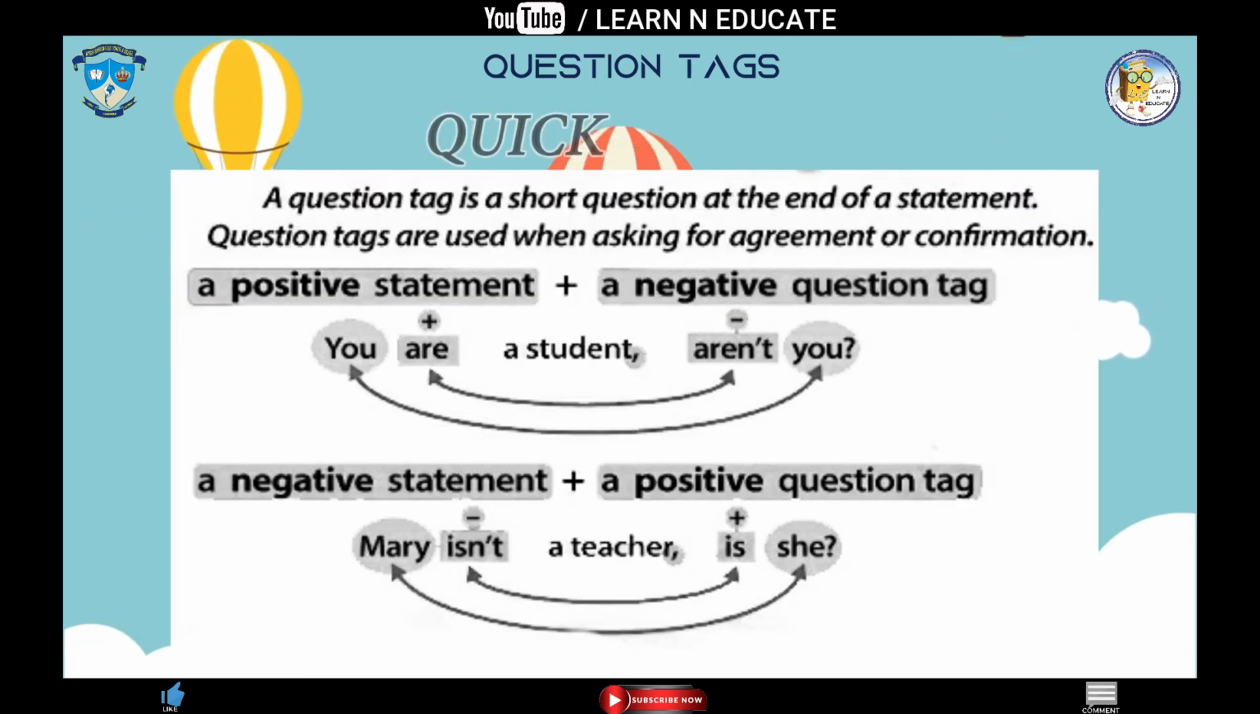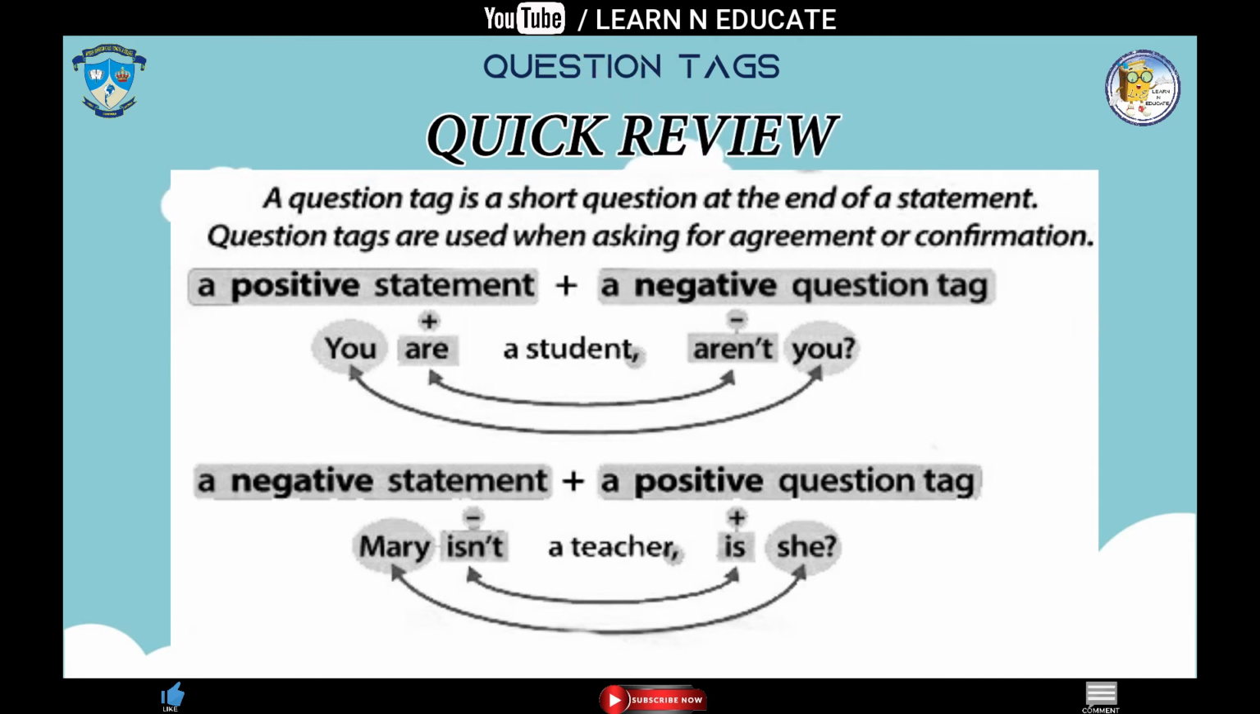Now let's have a quick review of the topic question tags. A question tag is a short question at the end of a statement. Question tags are used when asking for agreement or confirmation. Now let's see the two types of question tags. A positive statement gives a negative question tag. Let's see an example. You are a student, aren't you?